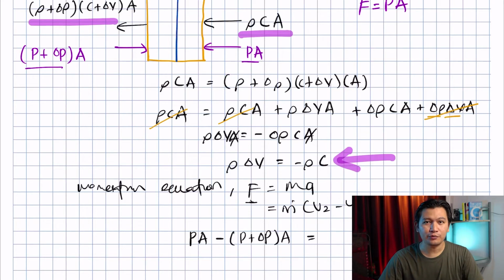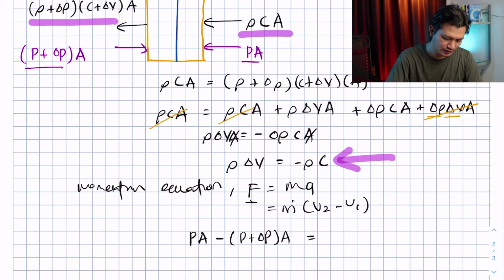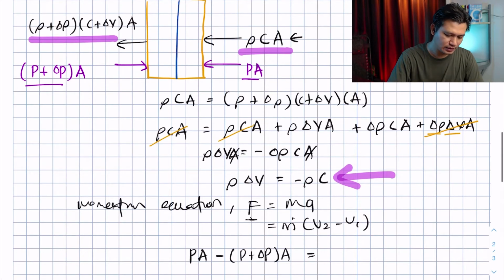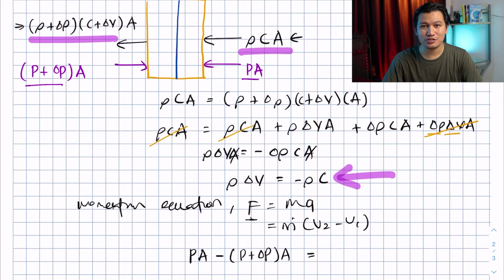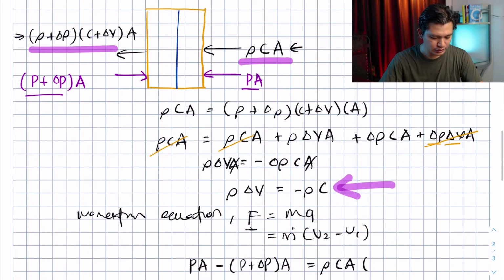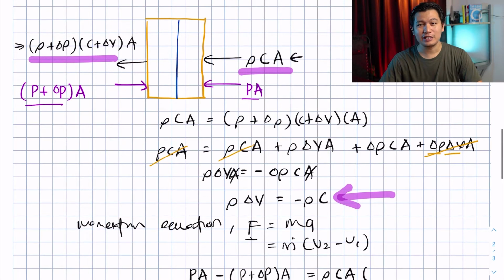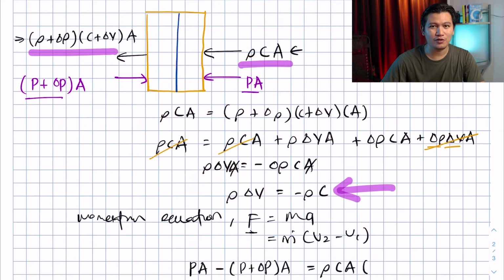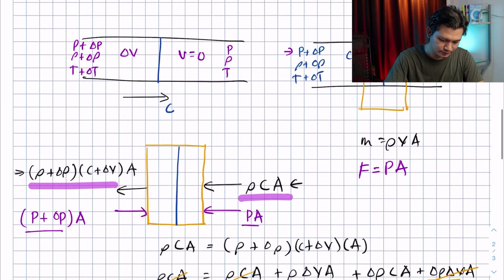What is our m dot? We know that m dot in equals m dot out. So m dot in is this, and m dot out is this. I would rather choose the simpler one, which is rho times c times A. And we do V2 minus V1. So V2 is on your left hand side. The velocity on the left of the wave is now c plus delta v.